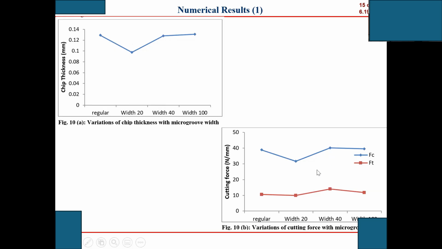So another tool is this, the effect of the width on these cutting forces. Here FC is the cutting force, FT is the thrust force. The cutting force is in the cutting direction, and the thrust force is in the vertical direction, perpendicular to the cutting direction. You can see it varies as the microgroove width increases. As you can see here, FC is low. Here FC is also low.